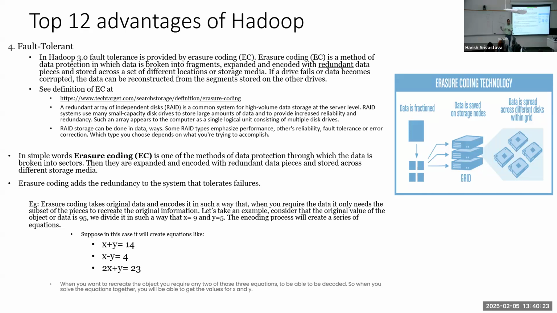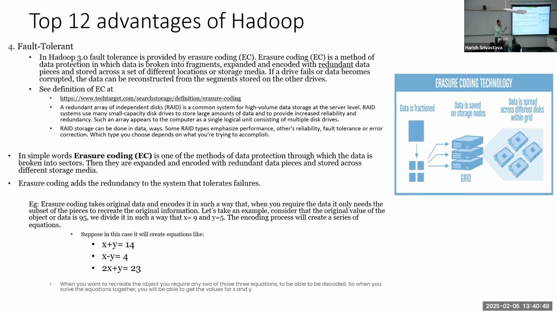When you are replicating into different disks, you are basically splitting the data, expanding the data, and then storing it into multiple disks, so that only a section or a fraction of the data is in a particular disk. Tomorrow, if that particular disk is down or lost, you can still generate the remaining part of the data using a formula.